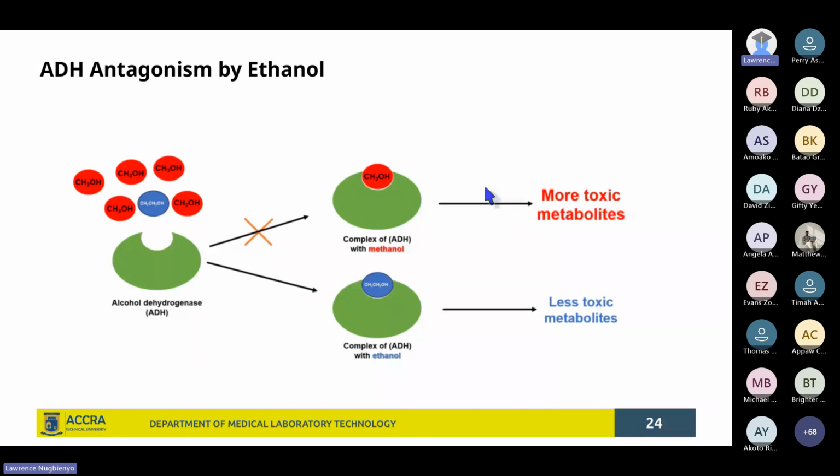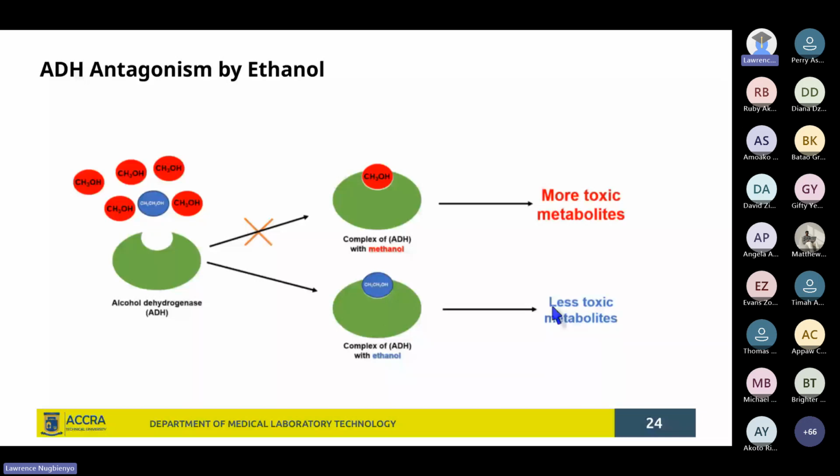But because alcohol dehydrogenase also acts on ethanol, when in such a methanol intoxication, alcohol is introduced into the body, ethanol is introduced into the body. It goes to bind onto the alcohol dehydrogenase. And when it binds to the alcohol dehydrogenase, it rather produces less toxic metabolites.